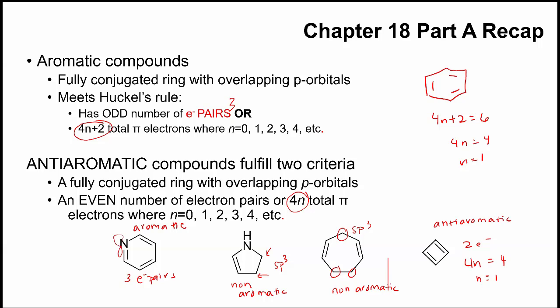So anti-aromatic is different than non-aromatic, which is different than aromatic compounds. So the aromatic compounds have the odd number of electron pairs, or the 4n plus 2 total electrons. The anti-aromatic has an even number of electron pairs, or has 4n total electrons.